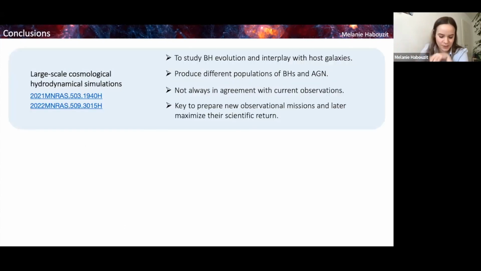Okay, so this led me to my conclusion. Large-scale cosmological hydro simulations are really good to study black holes and AGN through cosmic time, and also how black holes interact with their host galaxy, or co-evolve. Definitely, from those two papers, we've learned that the simulations in the field produce different populations of black holes and AGN, not always in good agreement with observations. But on the other hand, when we look at all those simulations together, we can really assess the uncertainties on the black hole and galaxy physics that we used in those simulations. And this is very useful to prepare the upcoming missions, but also to maximize our scientific returns, because when we get the observations, we can go back to the simulations and try to disentangle their modeling.